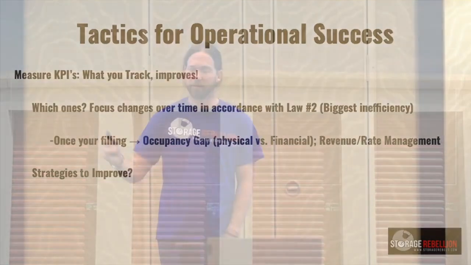Meaning if these 80 units were rented out, we should get X. We might only be getting 75% of that number because of all the discounts we gave. And that's okay. As we proceed, our focus shifts from physical occupancy to financial occupancy, or revenue. And this is where we do a lot of rate management stuff.